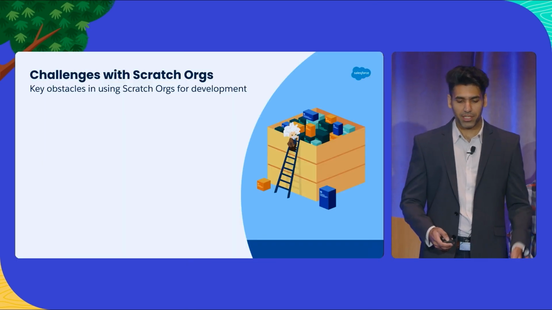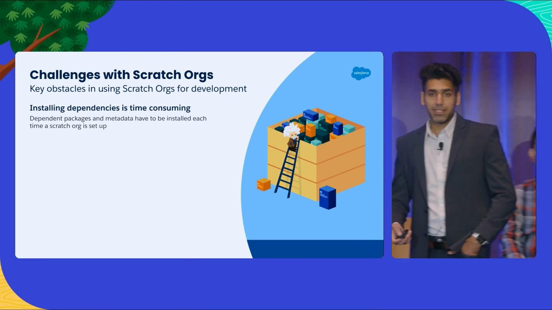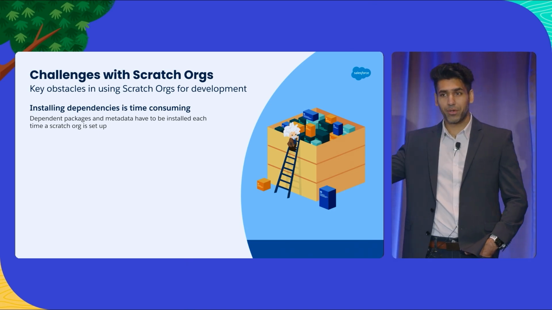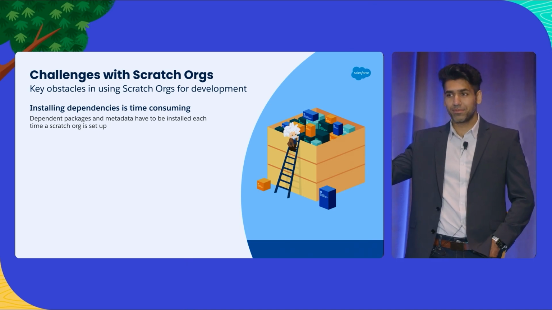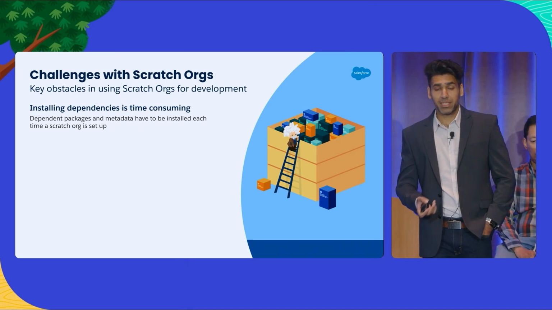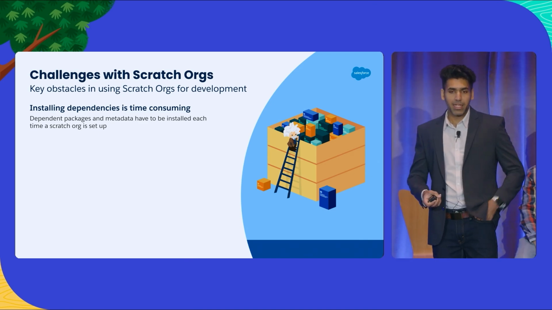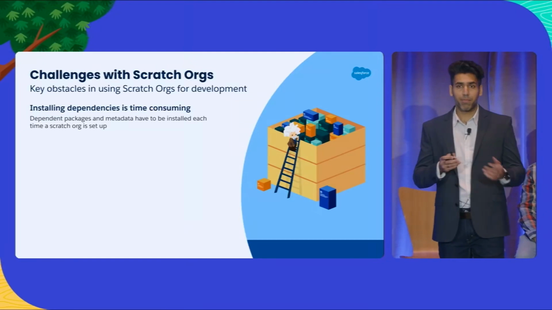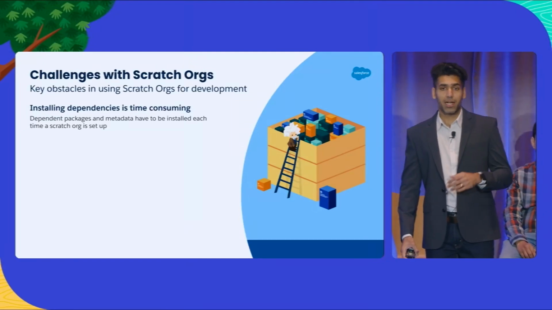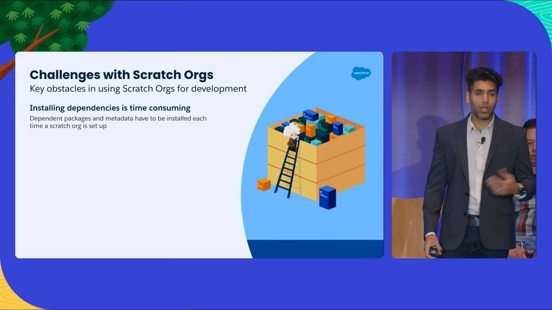So the first key challenge when working with Scratch Orgs is that installing dependencies is time-consuming. Just with a show of hands here, how many of you have dealt with this problem before? Yeah, quite a few, right? So Scratch Orgs are built empty, and they are sourced with a version control system. And so setting up all of those dependent packages, metadata, and data is a time-consuming process. If you're doing this many times a day, if you're running a CI build, all of that time can add up.